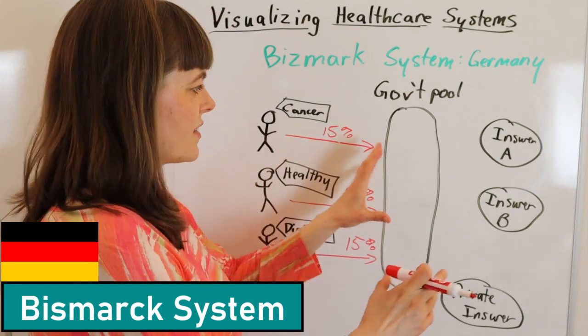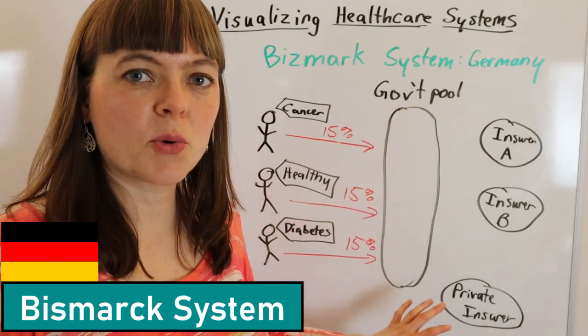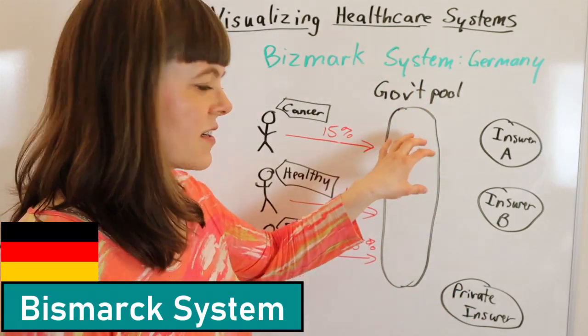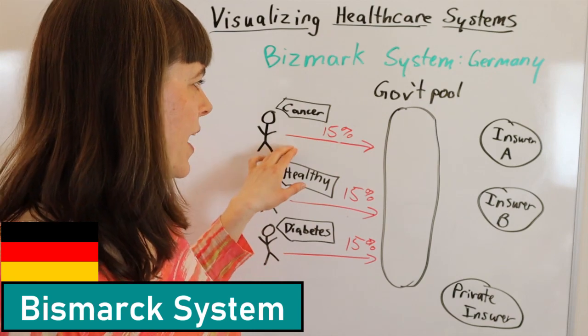So once the government collects this money, the government has this big pool of money, and it doesn't connect the money to the person who paid in.